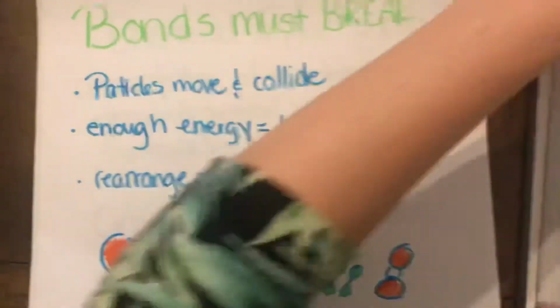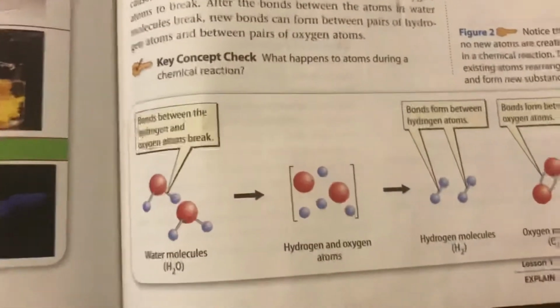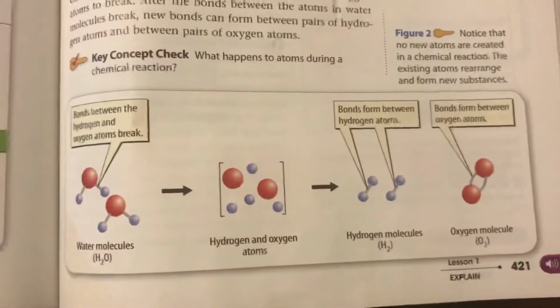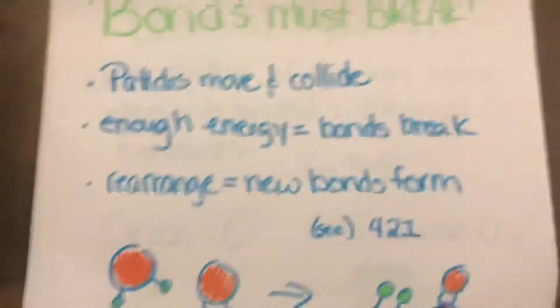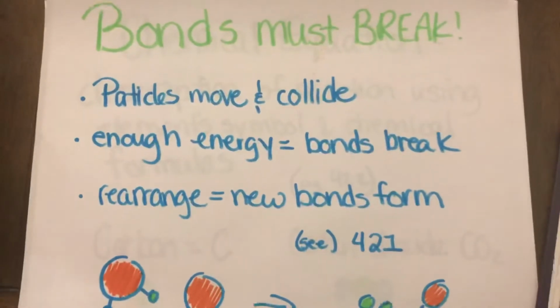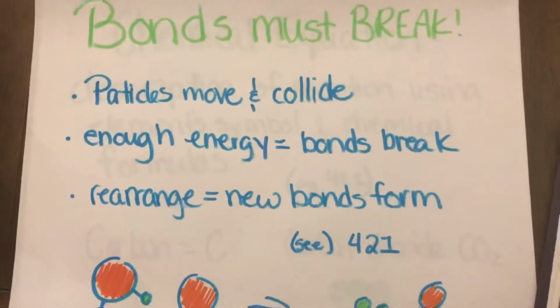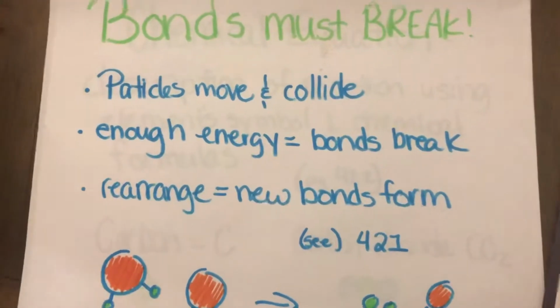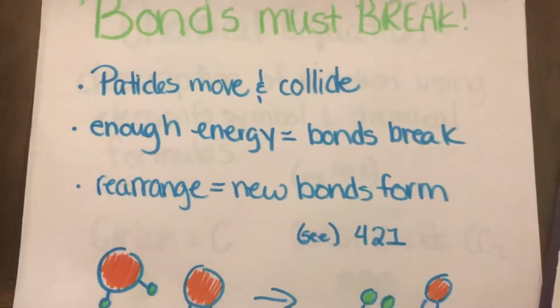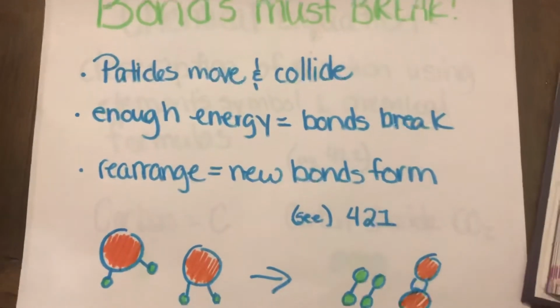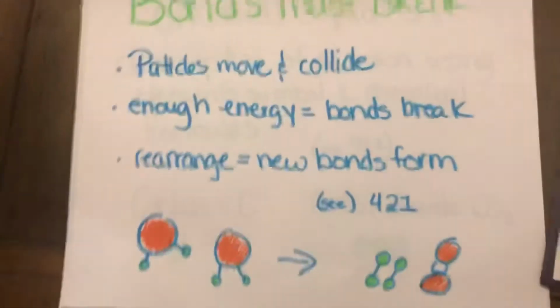So, actually, I want to go back to your book for a second. We're going to talk about bonds breaking. So, if you've done your reading, page 421 gives a great example. We're going to come back to this in just a moment. But that gives a great visual. So, for a chemical reaction to occur, bonds must break. When particles are moving around and colliding, if there's enough energy, then a bond will break. And if it breaks and rearranges, a new bond is formed.